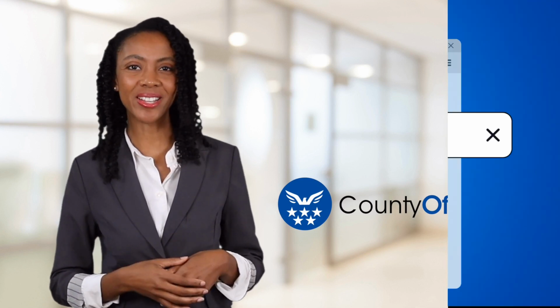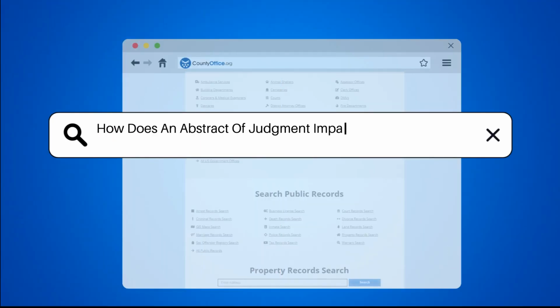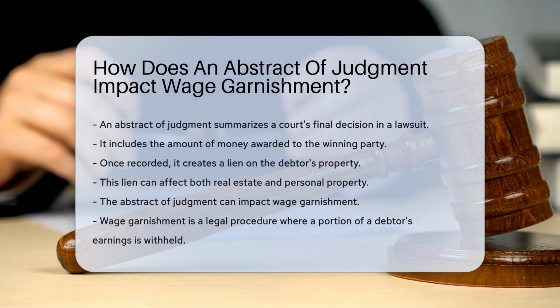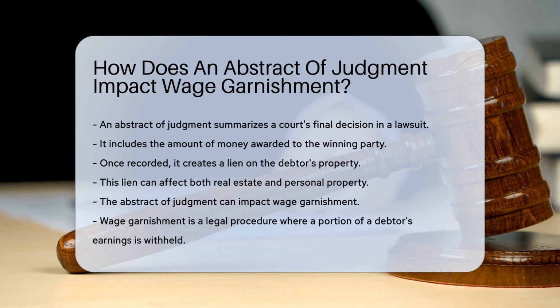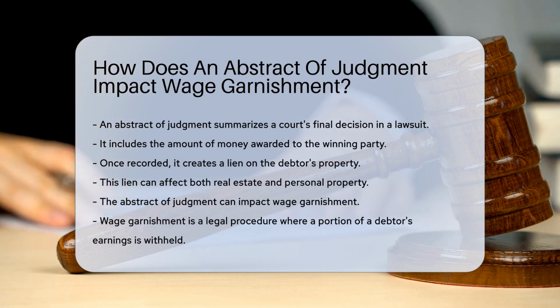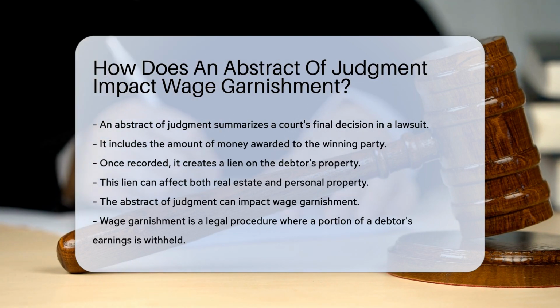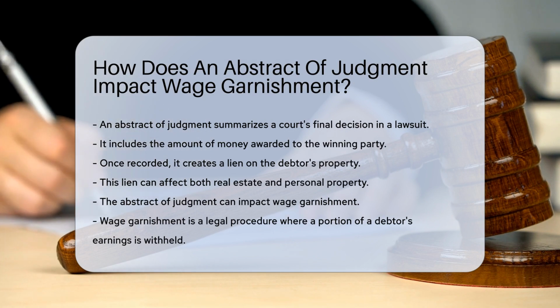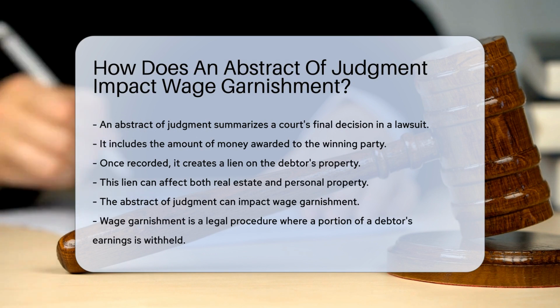Let's get started. How does an abstract of judgment impact wage garnishment? An abstract of judgment is a document summarizing a court's final decision in a lawsuit. It includes the amount of money awarded to the winning party. Once recorded, it creates a lien on the debtor's property. This lien can affect real estate and personal property.